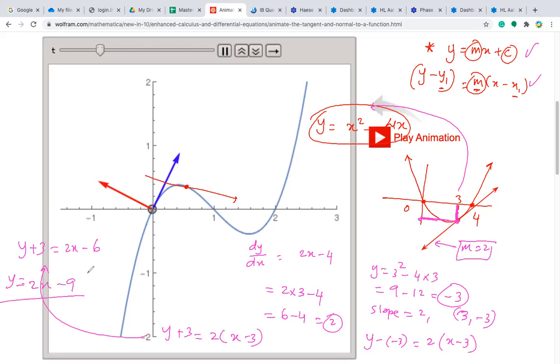So this is your slope-intercept form. If you wanted to write it in standard form, it is 2x minus y minus 9 equals 0. So this is how you find the equation of the tangent.